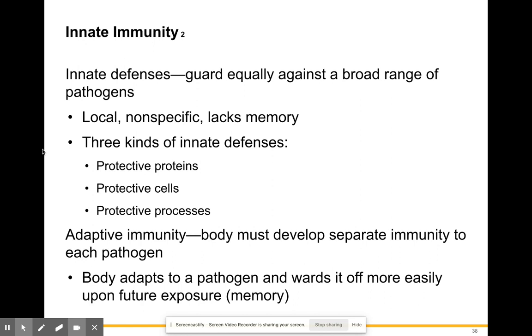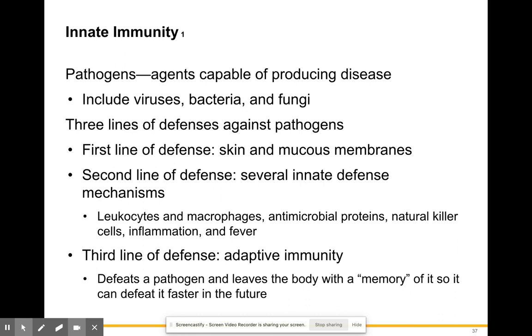Okay, did I skip? Yes, I'm sorry. Okay, well, so what is a pathogen? Oh, no, I talked about this already. Oh, yeah, I apologize for that.